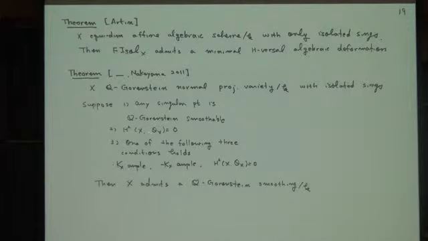Sorry, this is not O_X, this is T_X. Sometimes I use theta_X, but this is theta_X or T_X. So H2 of the tangent sheaf equals 0. Then X has a Q-Gorenstein smoothing over K.